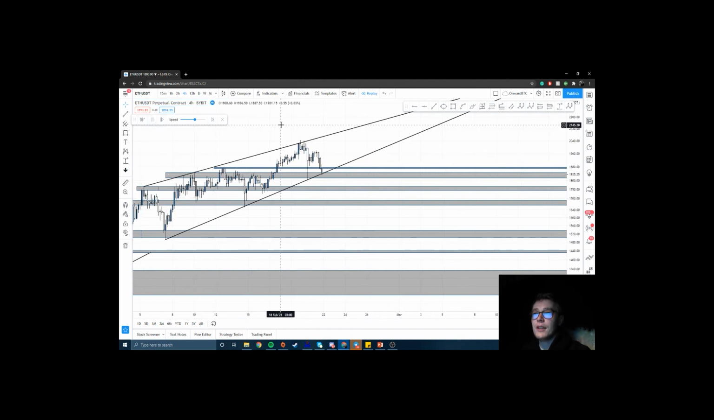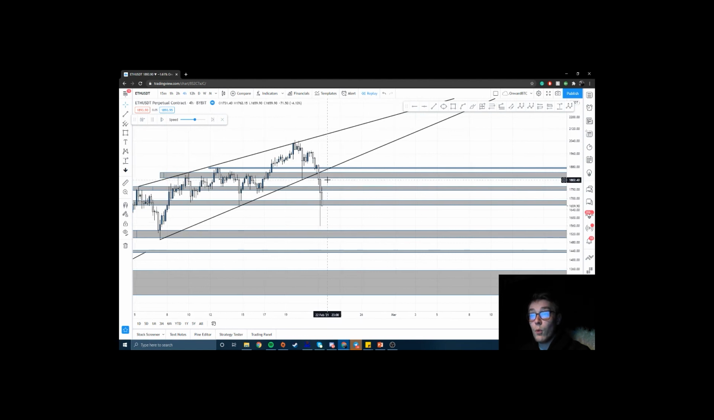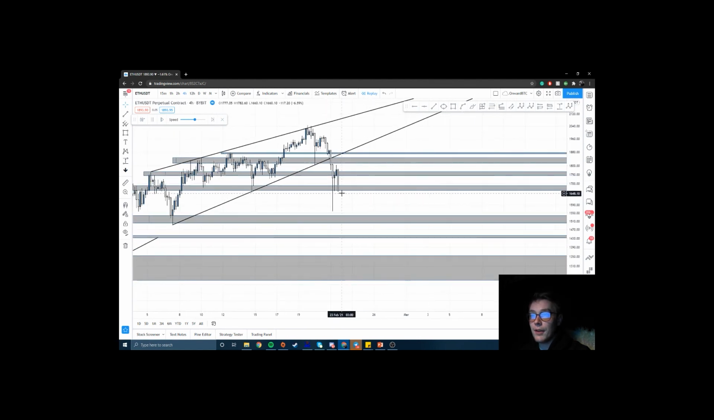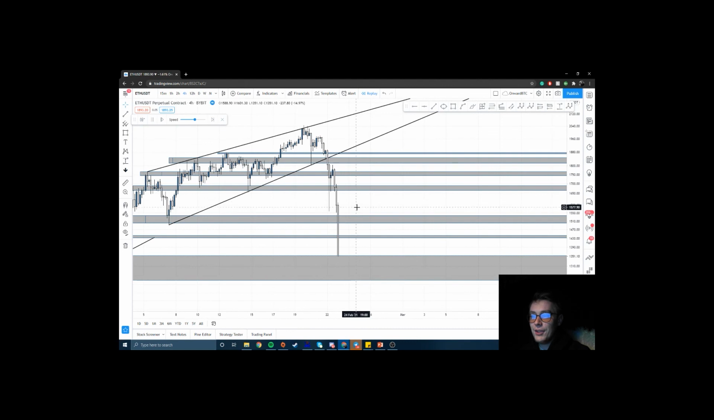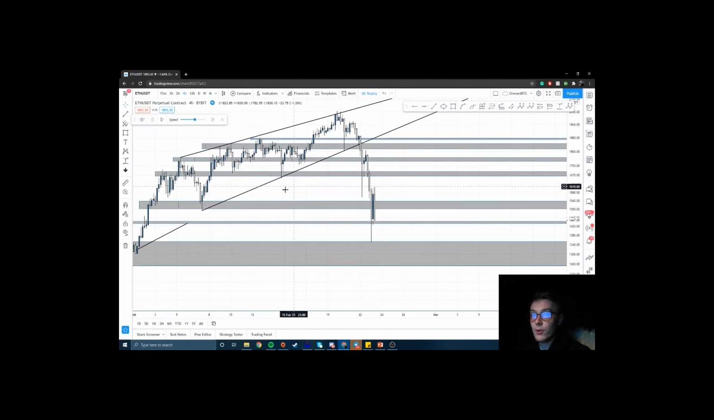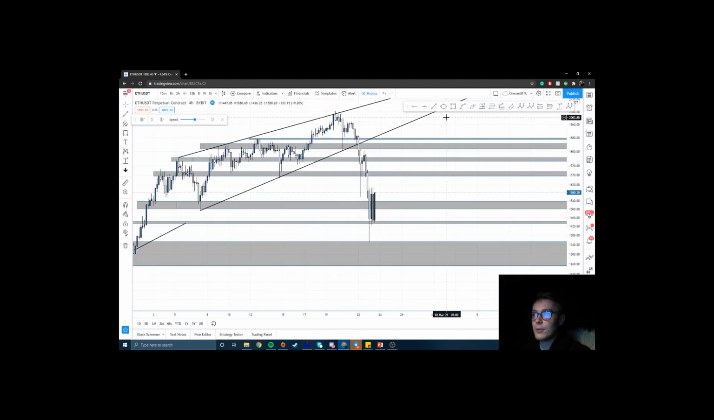So let's see what happens. Oh, we get a big dump. Wow, look at that. A huge dump, out of our ascending wedge. And let's see how that played in terms of a measured move.